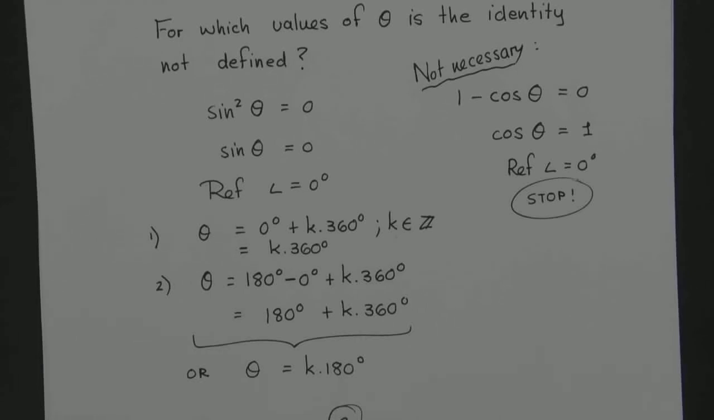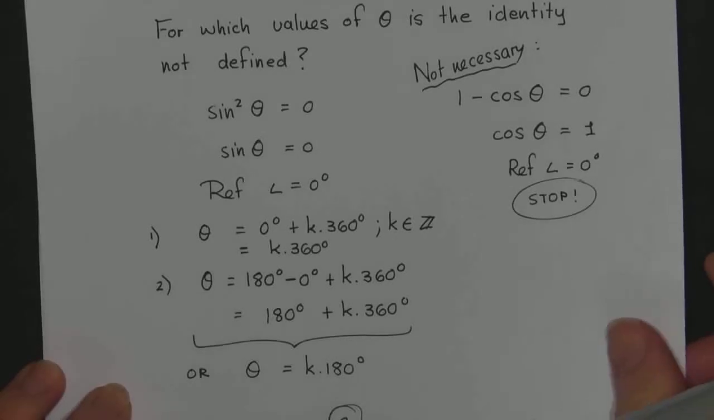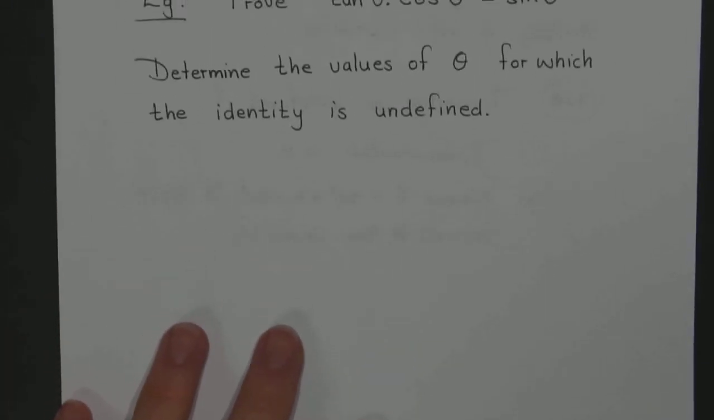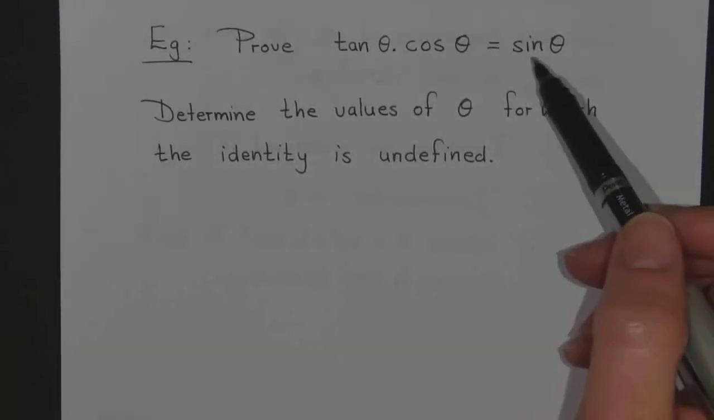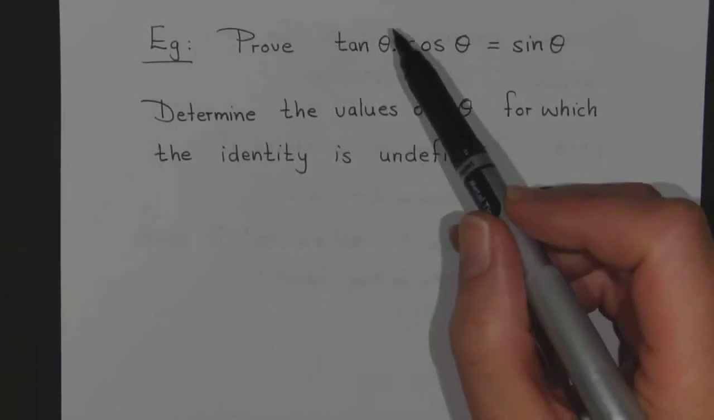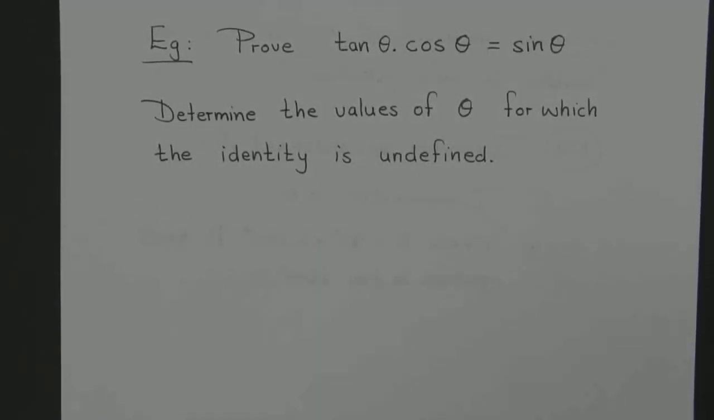So, let's quickly take a look at this one. Now, I don't want you to prove the identity here at all. That's not the question. The question is just determine the values of theta for which this identity is undefined. So remember, we always look at two situations. The first situation is we check, is tan anywhere in the identity? Yes, right there. So the moment tan is in the identity, you memorize and you write this down.